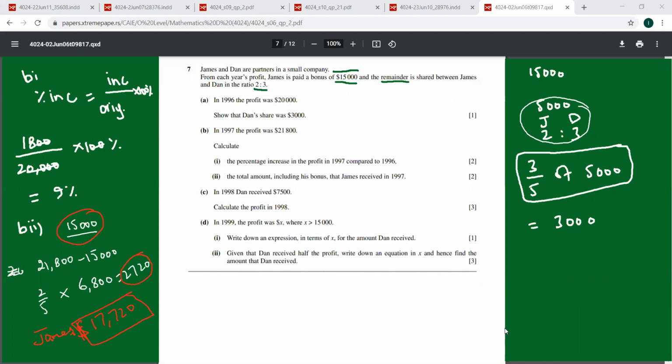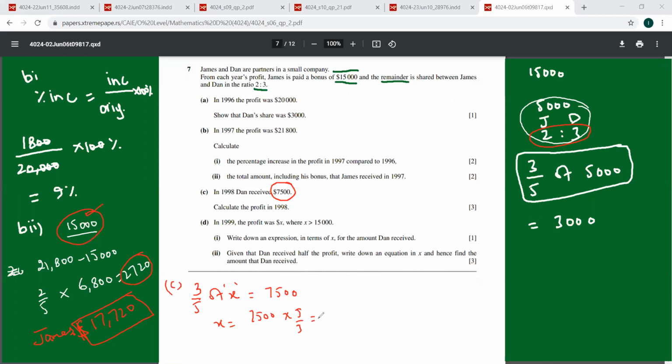Then we go on to the C part. It says in 98, Dan received $7,500. So Dan's share is basically, you have to first take out 15,000 from whatever the profit is, and then divide that in this ratio. So first of all, this is going to be 3 by 5 of x. We're supposing x to be the remainder after taking off these $15,000. And that is $7,500 here. So this x is going to be 7,500 times 5 by 3. Let me calculate this.